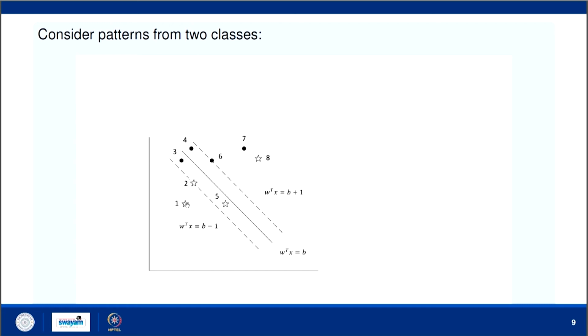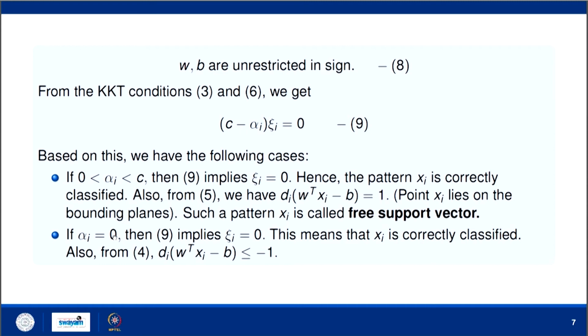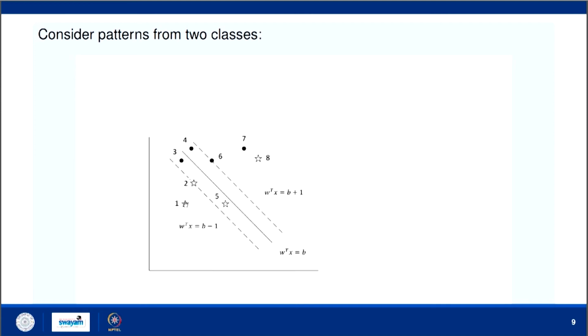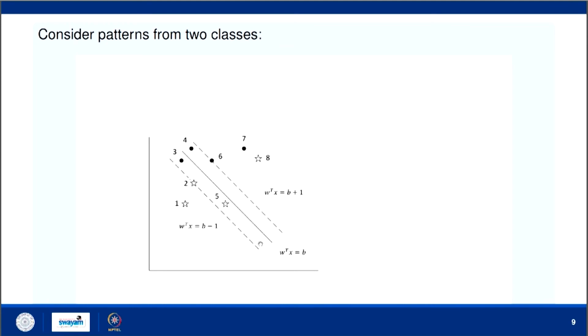And what can we say about alpha for this pattern? Alpha for this pattern will be 0. If it lies on the bounding planes, then alpha will be between 0 and C. If it is correctly classified, then alpha will be 0. So here alpha will be 0 and xi will also be 0, and the inequality holds. Now, for pattern number 2, of course, it is correctly classified, so xi 2 will be 0. Alpha 2 will lie between 0 and C, because it lies on the bounding hyperplane. It is nothing but a free support vector.